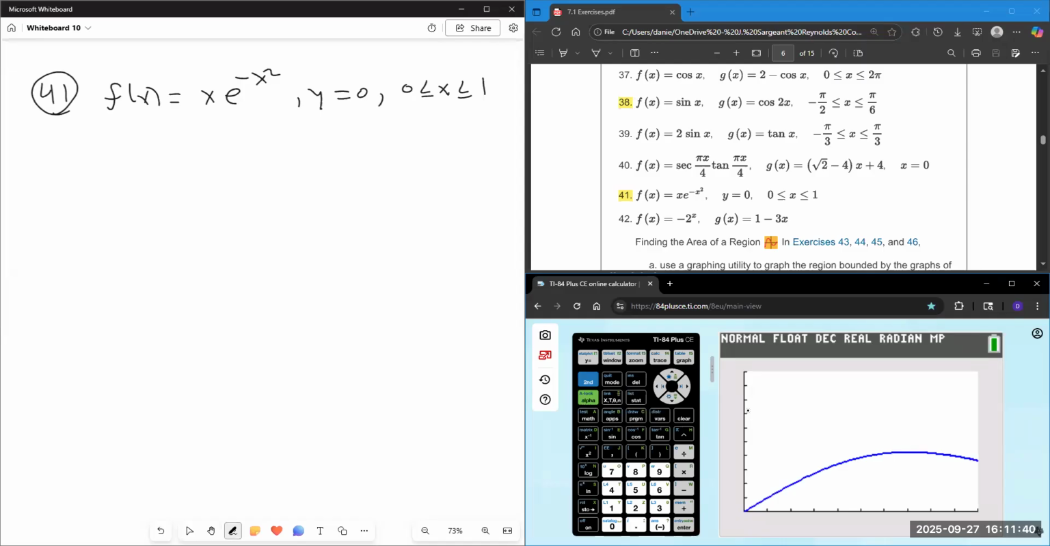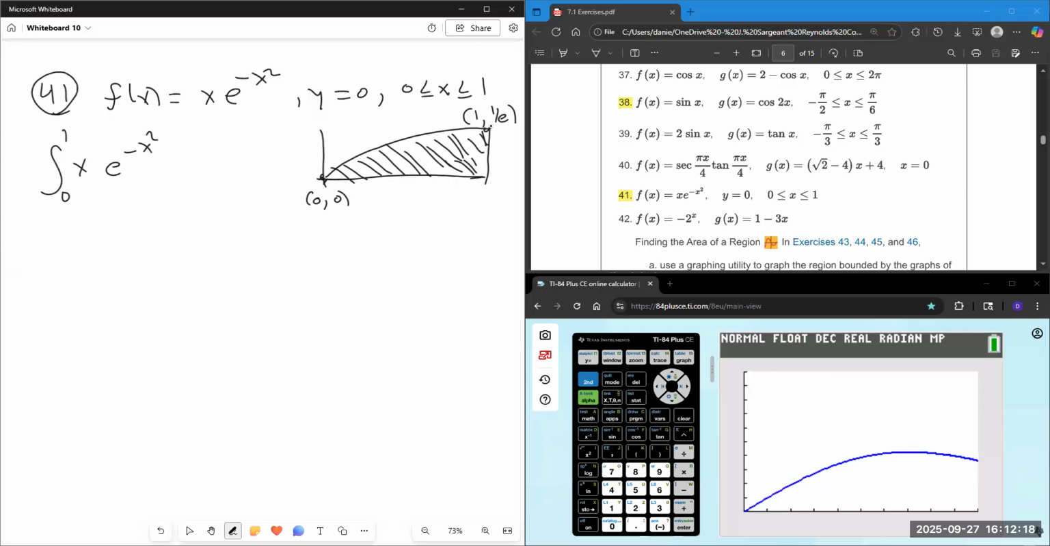So I'm just going to sketch a graph here of this, and it looks like it comes up here and then doesn't come all the way back down. I'm interested in this region here, and this is 0, 0, and this is going to be 1, and then 1 over e. So what that will be: integral from 0 to 1 of x e to the negative x squared dx.